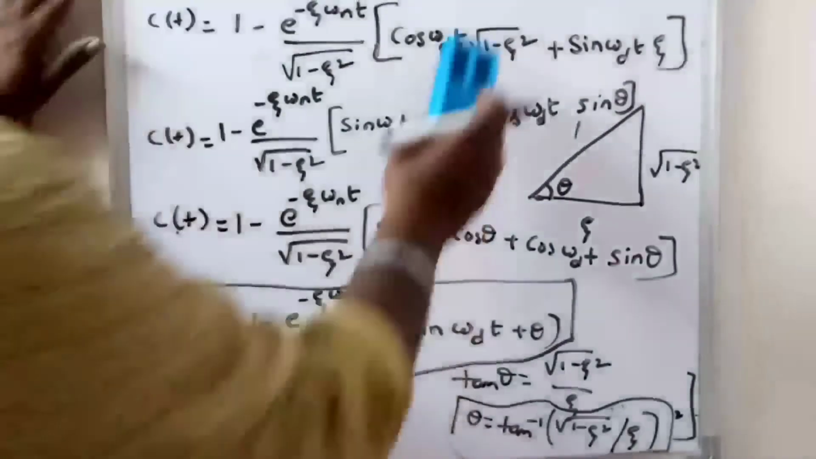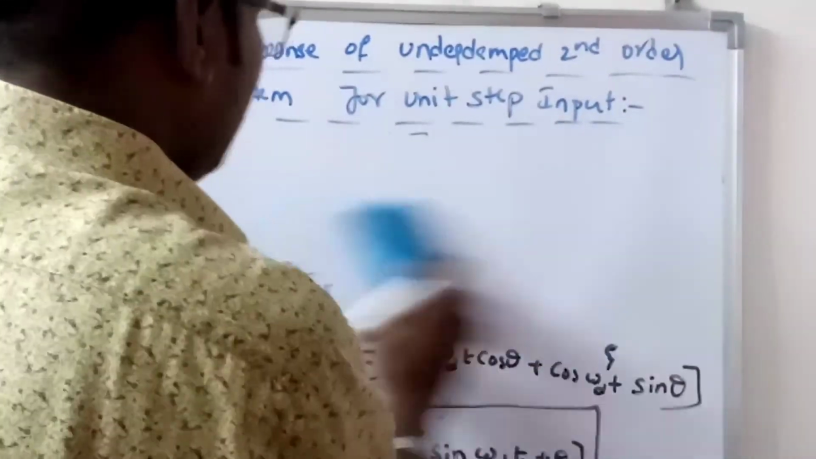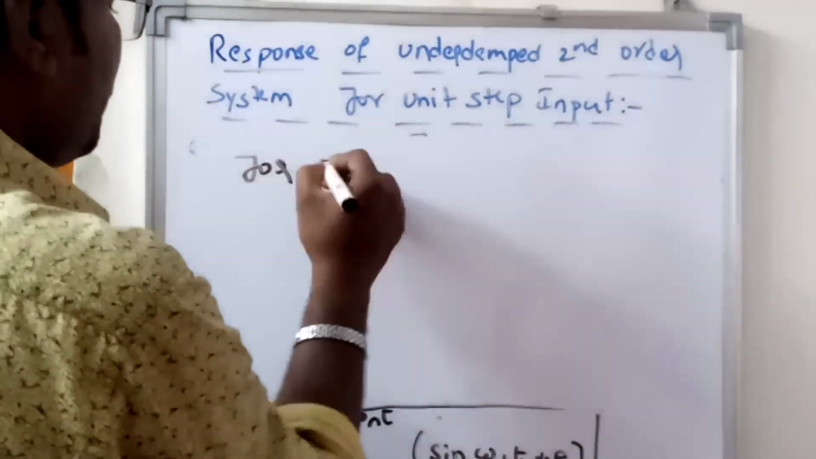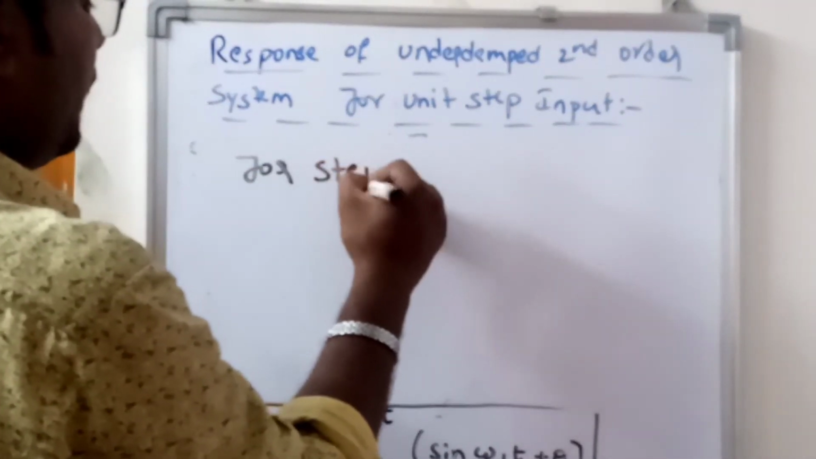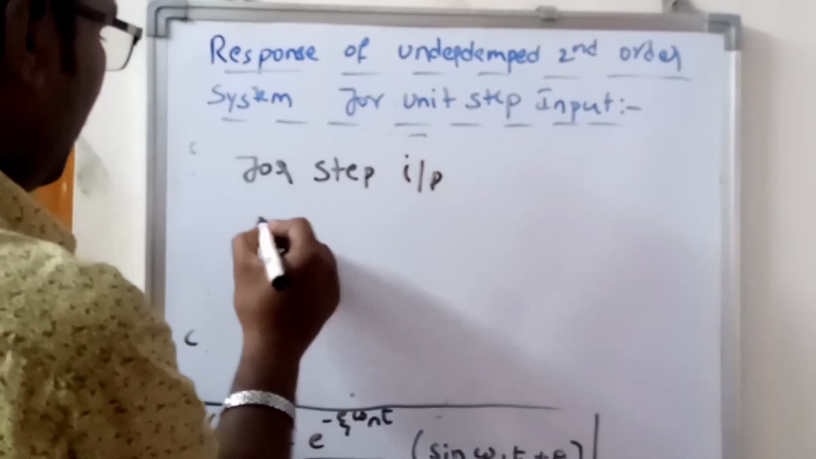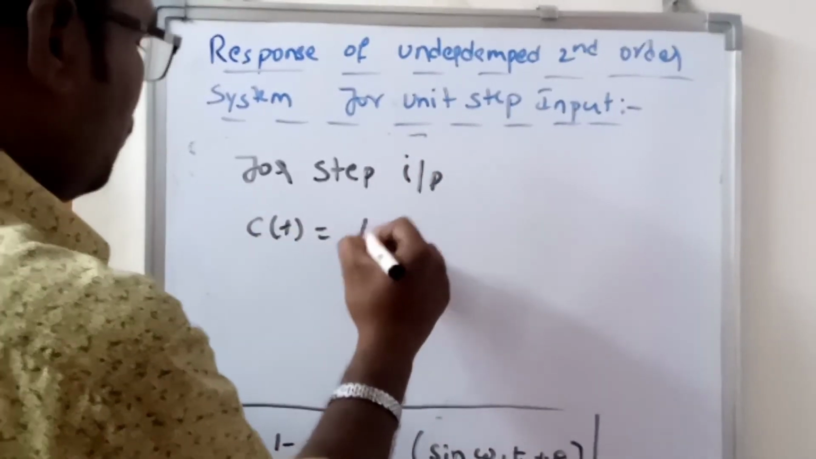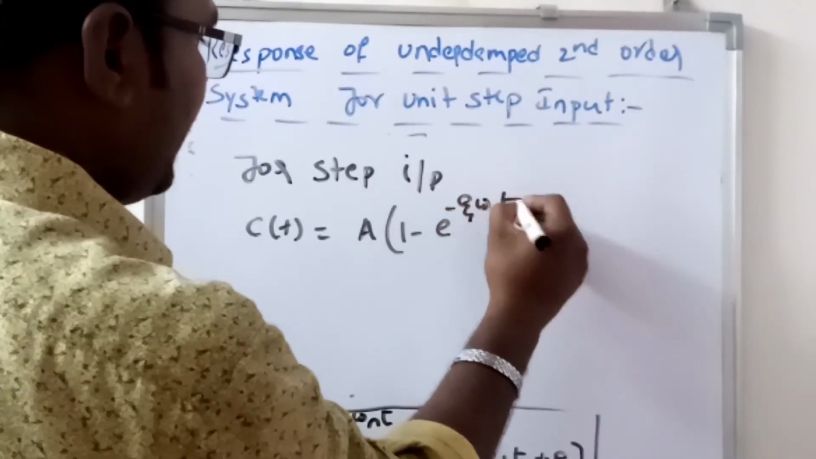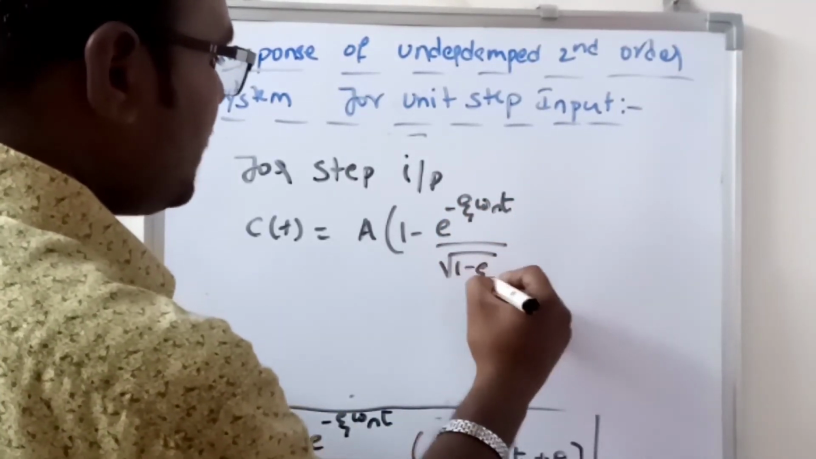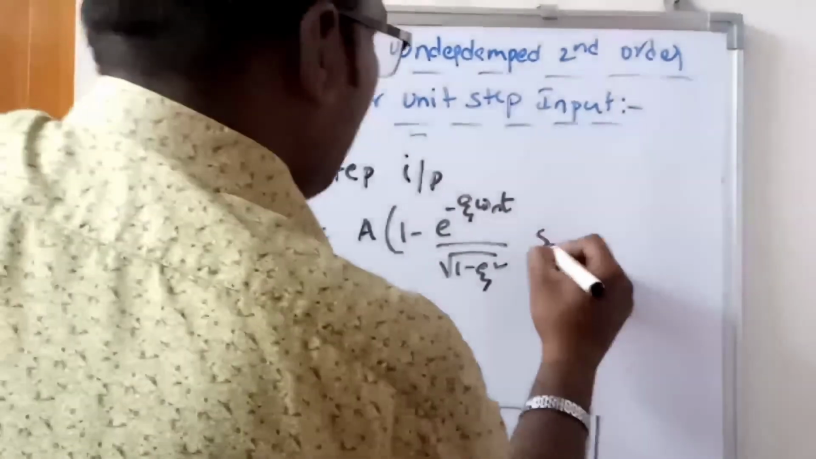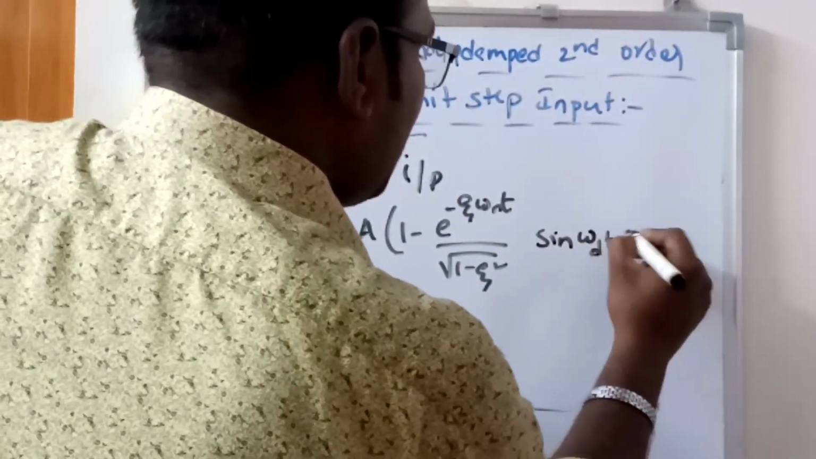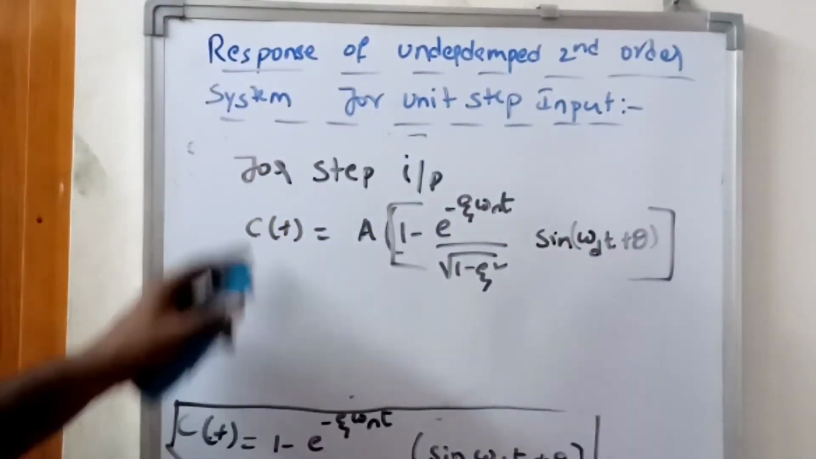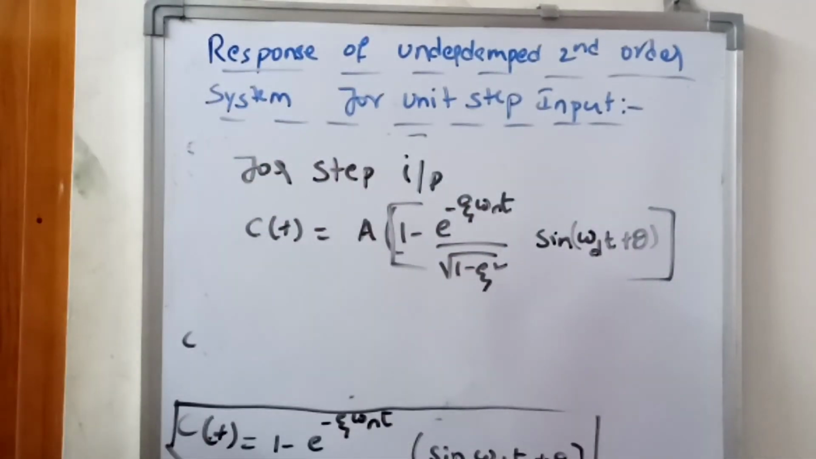Okay, what happens when a step input is applied? We are just adding the magnitude value here. So for step input, the value is c of t is equal to A into 1 minus e power minus zeta omega n t by square root of 1 minus zeta square into sin of omega d t plus theta. This is the value for the step input, and the earlier one is the value for the unit step input.